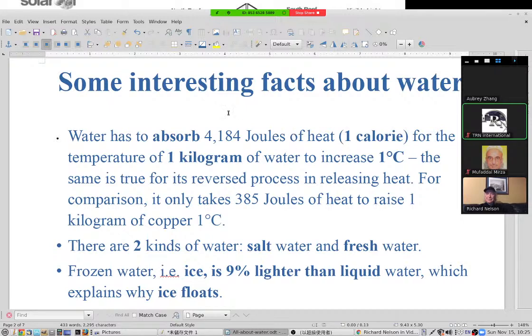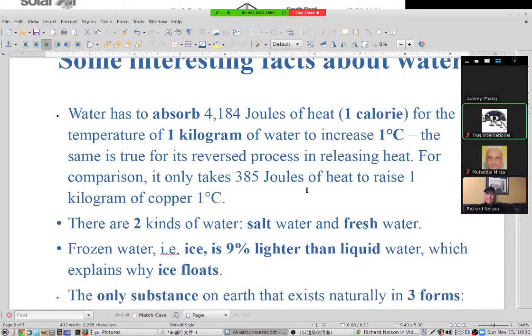It's 1 calorie, but if you want the figures, it's 4184 joules of heat for the temperature of 1 kilogram of water to increase 1 degree. This is critical, and the same is true for its reverse process in releasing heat. For comparison, it only takes 380 joules of heat to raise 1 kilogram of copper by 1 degree. So this is the critical fact about water.